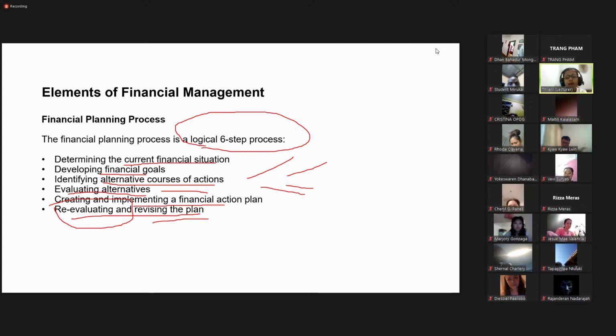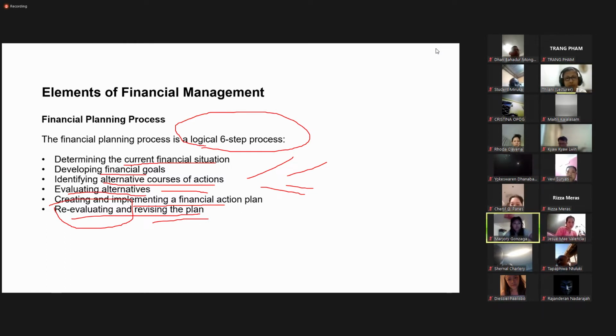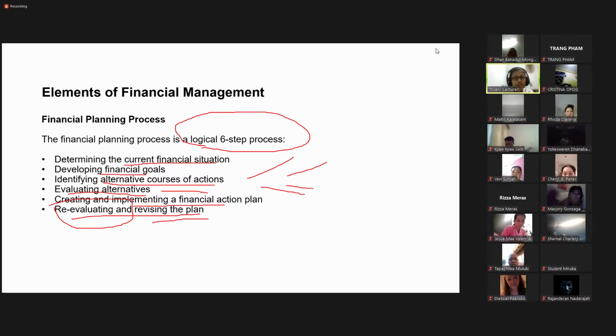So anyone would like to answer this question? Marjorie is there, Jesu is there, Cheryl is there, Vivi is there, Yogeswaran is there. I'm just going to ask any of you all, what are the 6 steps involved in financial planning? Can you explain it in your own words? The 6 steps are given here, but what do you understand by these 6 steps? Anyone who would like to answer can raise their hands. I'm waiting for you all to raise your hands. Marjorie, would you like to answer that question?